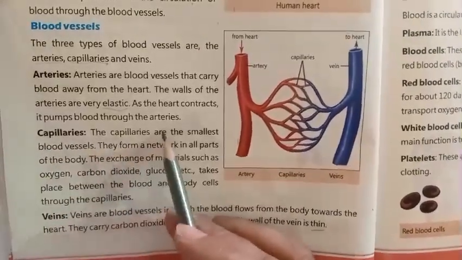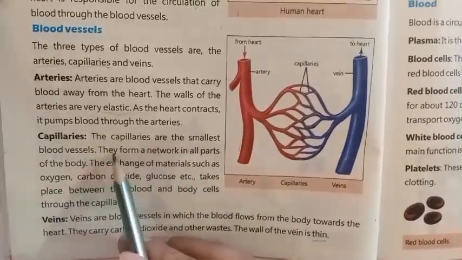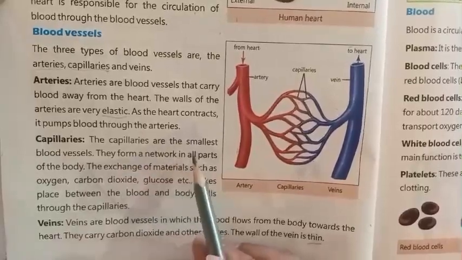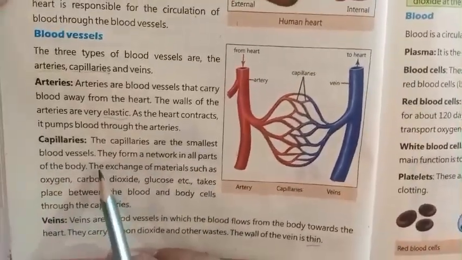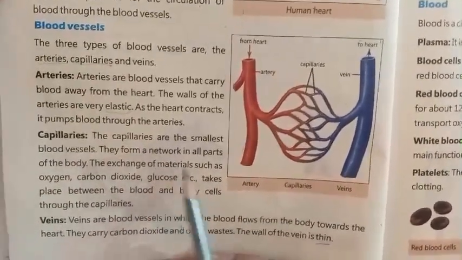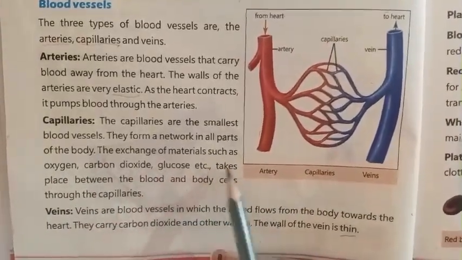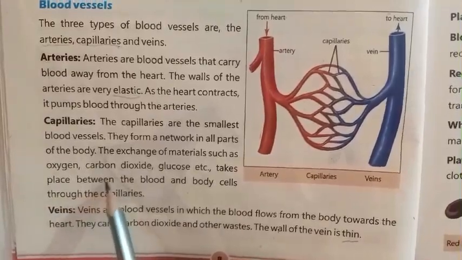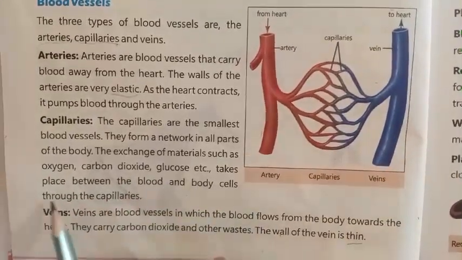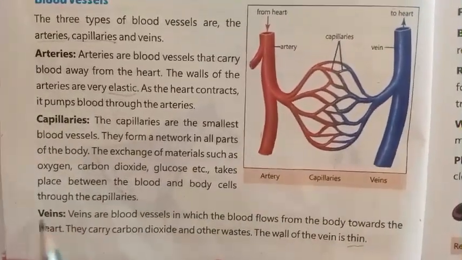Capillaries. The capillaries are the smallest blood vessels. They form a network in all parts of the body. The exchange of materials such as oxygen, carbon dioxide, glucose, etc. takes place between the blood and body cells through the capillaries.